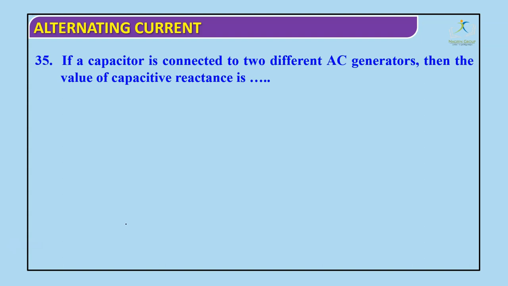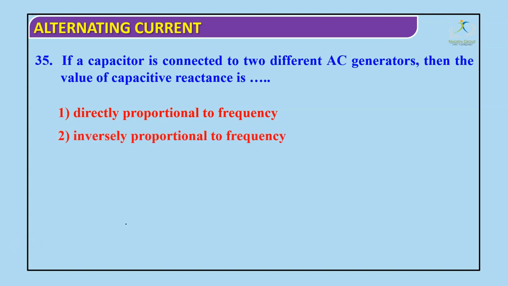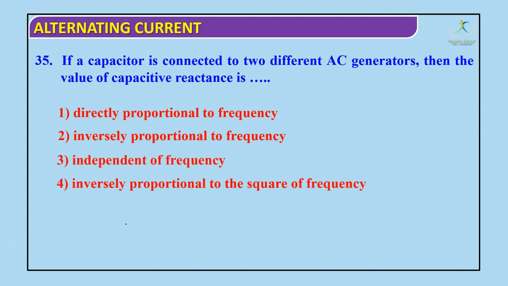Next question we have, if a capacitor is connected to two different AC generators, then the value of capacitive reactance is directly proportional to frequency, inversely proportional to frequency, independent of frequency, or inversely proportional to the square of frequency. The correct option for this question is inversely proportional to frequency.